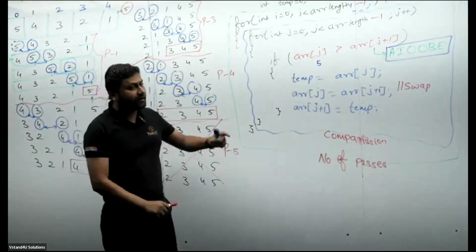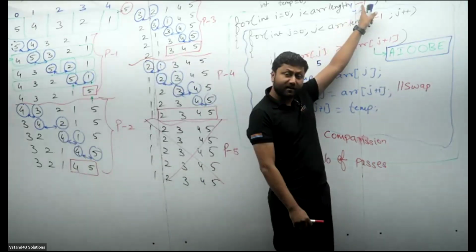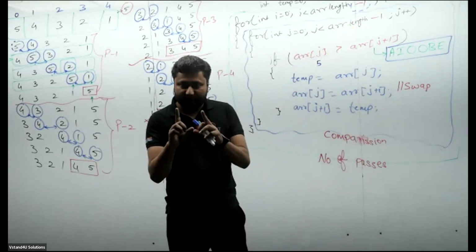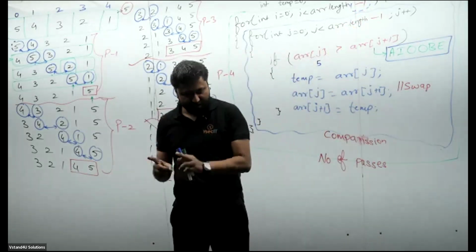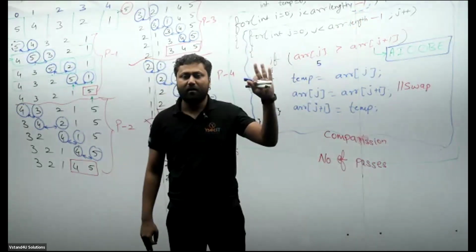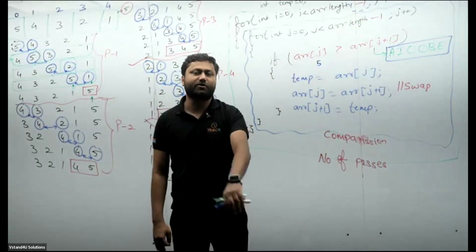Why are we not including the last iteration? The reason is clear: if we have n elements, out of which n minus 1 elements are placed at the right position, the last element is also at the right position.